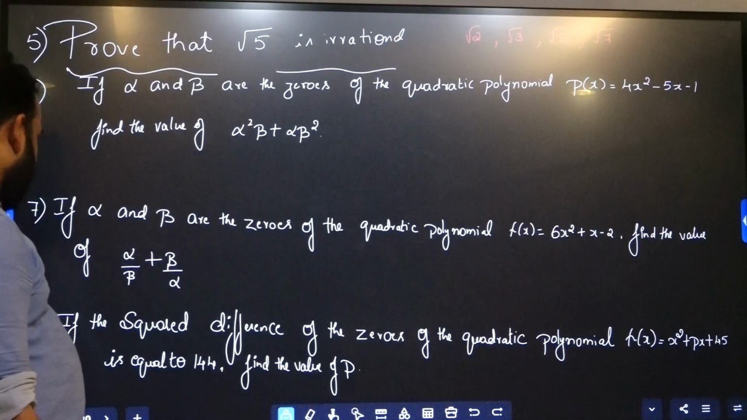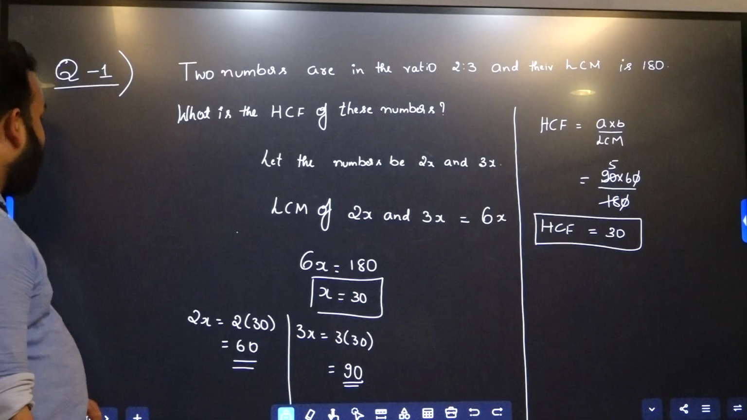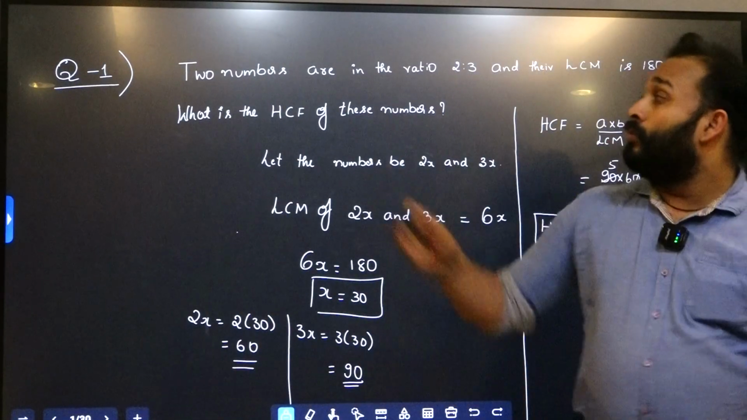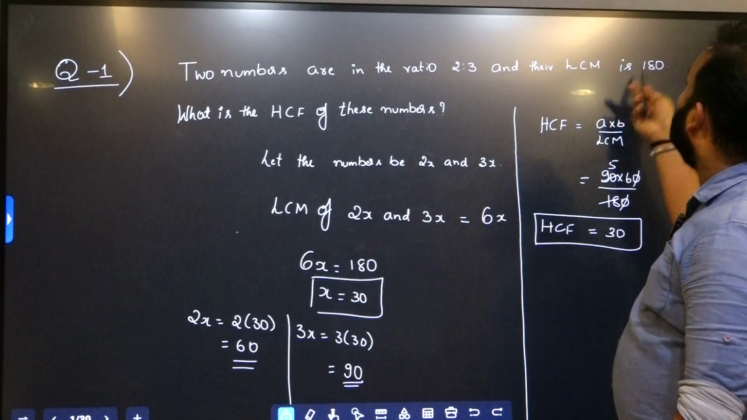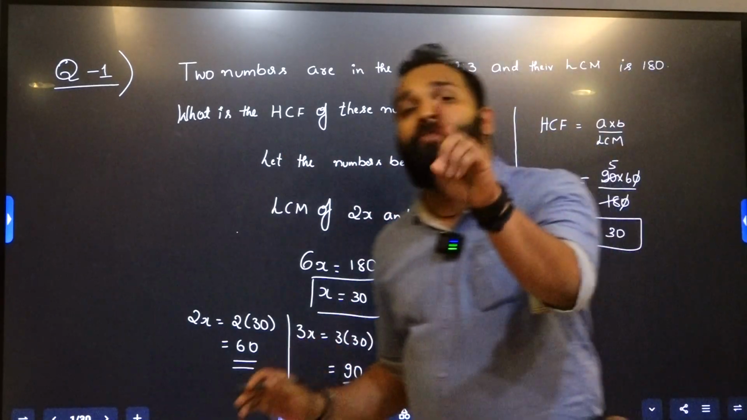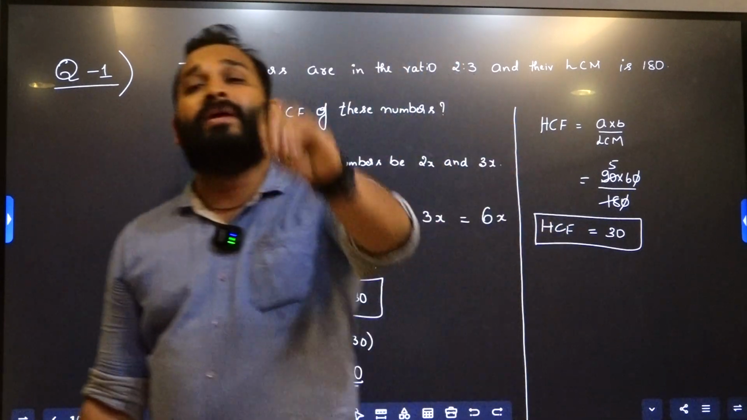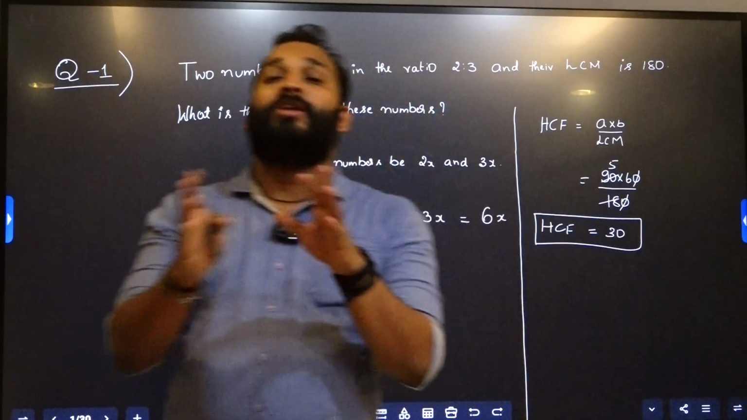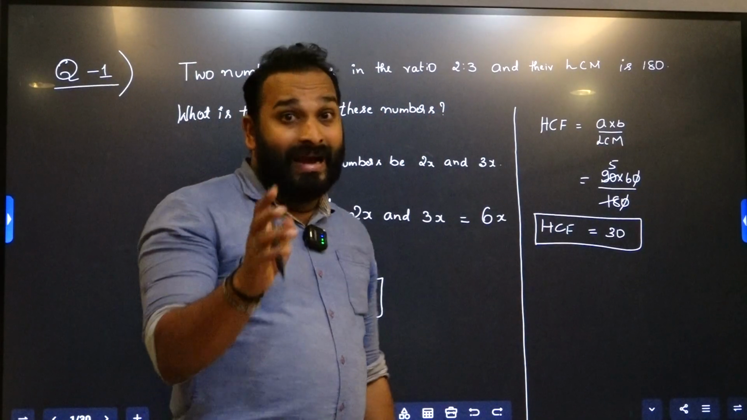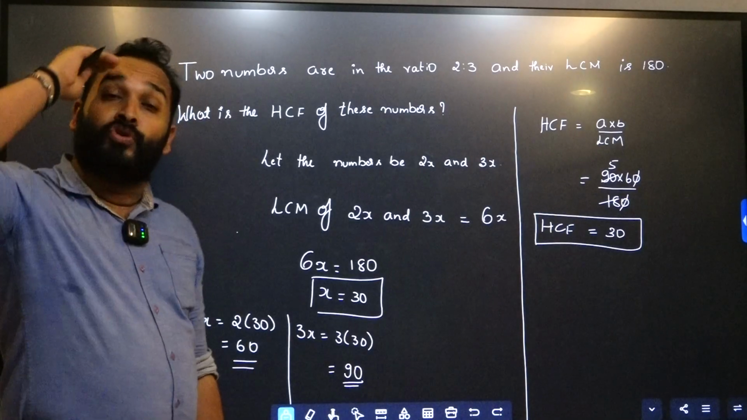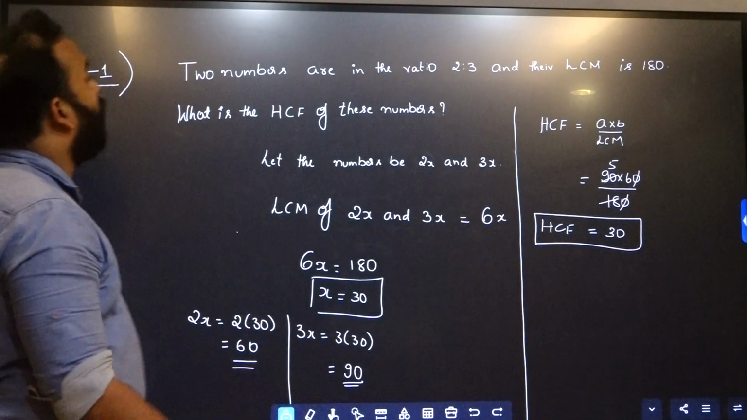If you see the first question what we have here, two numbers are in the ratio 2 is to 3, and the LCM is 180. What is the HCF of these numbers? Remember children, whenever the ratio is given, it might be a chapter, pair of linear equations, it might be coordinate geometry. When the ratio is given 2 is to 3, like that, you will assume the numbers to be 2x and 3x. This is the simplest logic which you need to follow. Remember, you have to follow this.